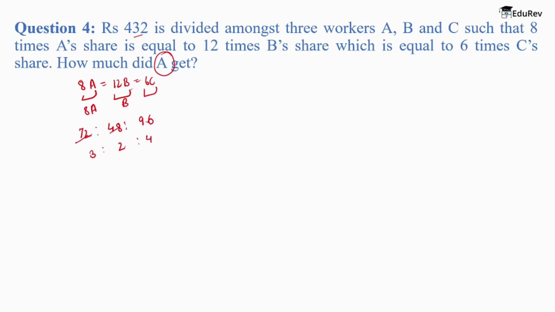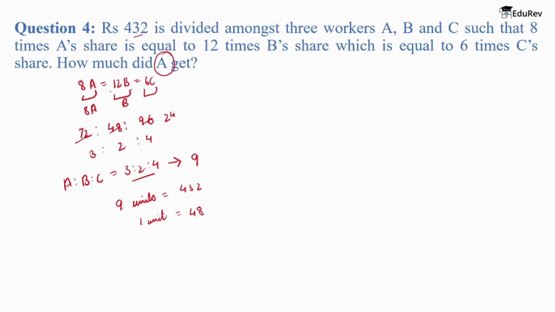So we have simplified it by dividing it by 24. So 3 is to 2 is to 4. So we got A is to B is to C is equal to 3 is to 2 is to 4. Now its total is 4 plus 3 plus 2 is 9. So 9 units is equal to 432. So 1 unit would be equal to 432 divided by 9, which would be 48.